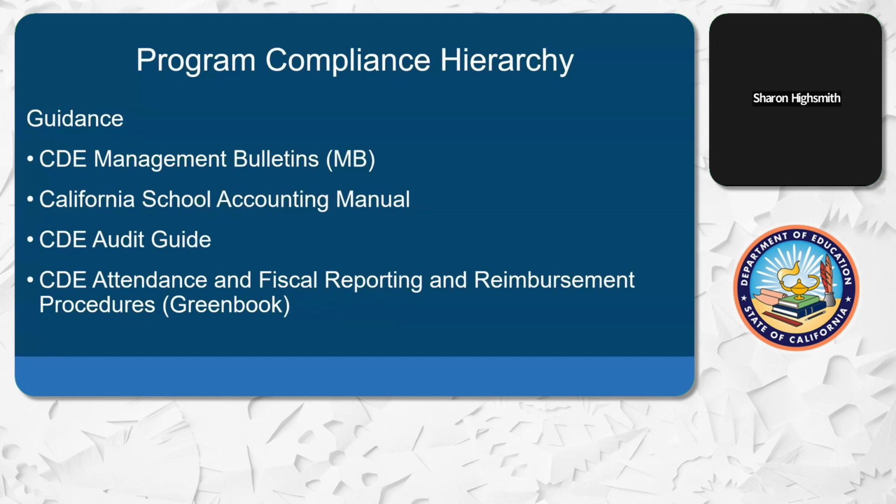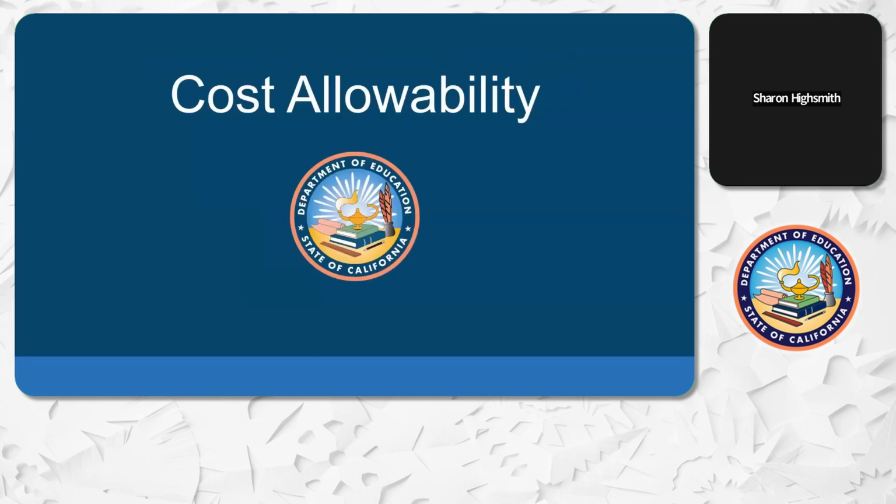Listed here are additional guidance, which also provides examples and more context that might be easier to read through than the regulations. Please note that the regulations and guidance are also listed in the contract terms and conditions. Our first topic will be cost allowability, which consists of reimbursable and non-reimbursable costs under the program.